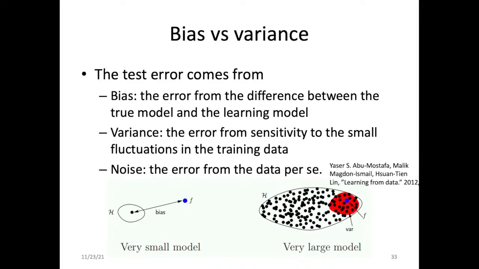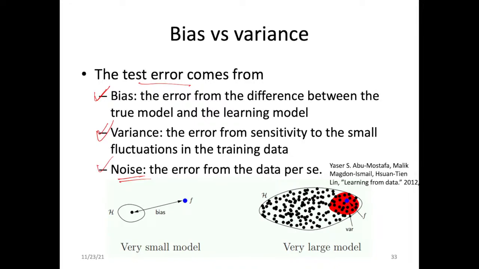Then you should consider the bias versus variance. So the test error in fact comes from three parts: bias, variance, and noise. And unfortunately, we cannot control the noise because noise is sort of embedded in the data already. So what we can control is this bias versus variance.